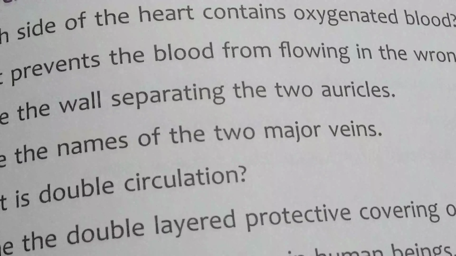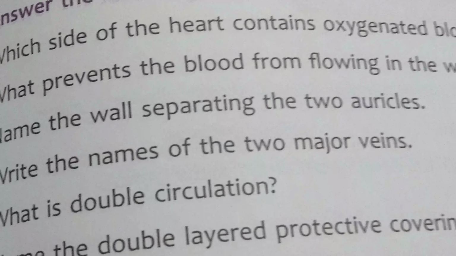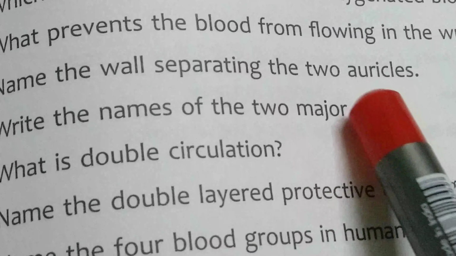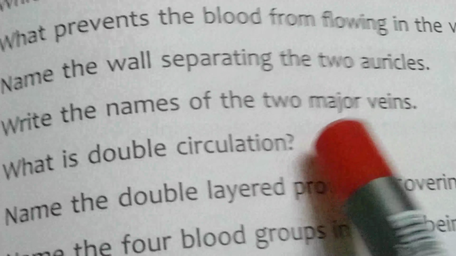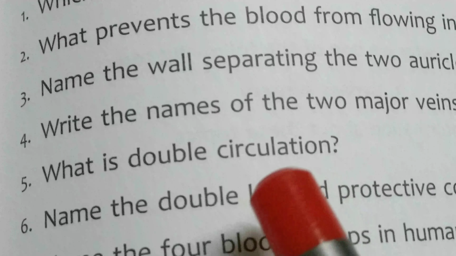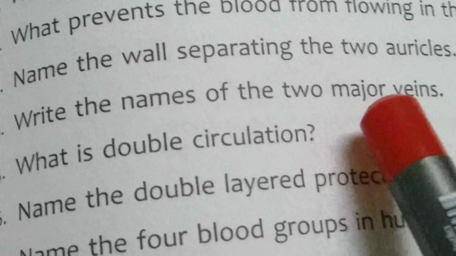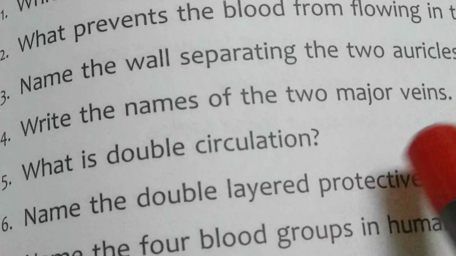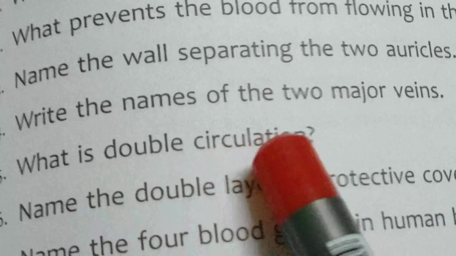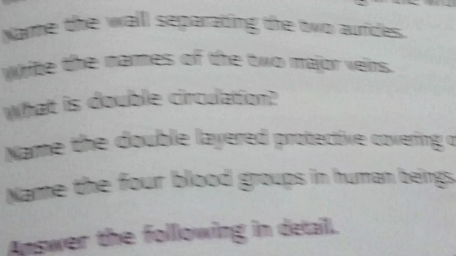Two major veins: pulmonary veins, an artery that works as a vein, and coronary vein. What is the double circulation? To complete one rotation of the heart, blood moves into the heart twice. This type of circulation is also known as double circulation. मतलब हार्ट का एक कंप्लीट रोटेशन खत्म करने के लिए ब्लड दोबारा हार्ट में घुसता है. इस सर्कुलेशन को हम लोग क्या बोलेंगे? डबल सर्कुलेशन. Name of the double layered protective covering of the heart?